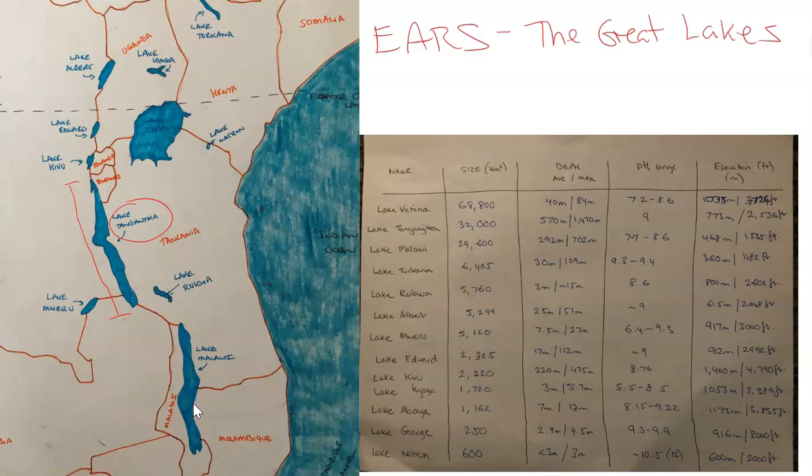It is insanely deep. It is 570 meters on average. Compare that to Lake Victoria, which is 40. This is 570, and the deepest part is 1,470 meters deep. It's insanely deep, and the elevation is 770 meters, which is here, and also it's the first alkaline lake.